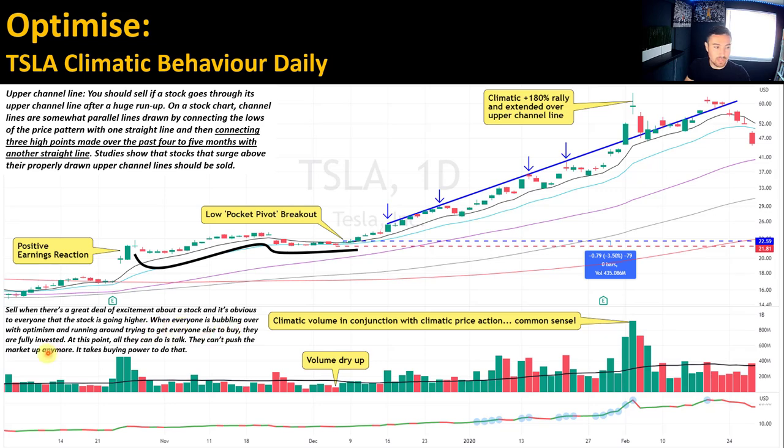When everyone is bubbling over with optimism, running around trying to get everyone else to buy, they are fully invested. At this point, all they can do is talk. They can't push the market up anymore. It takes buying power to do that.